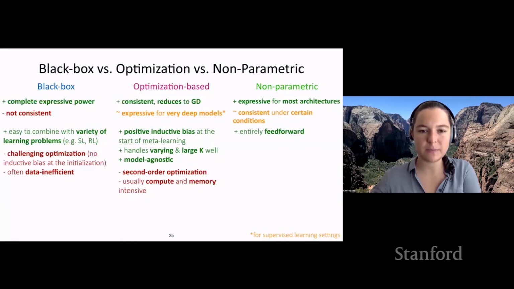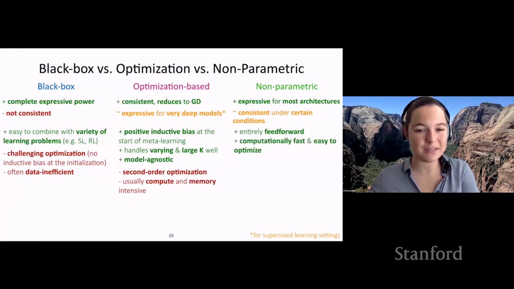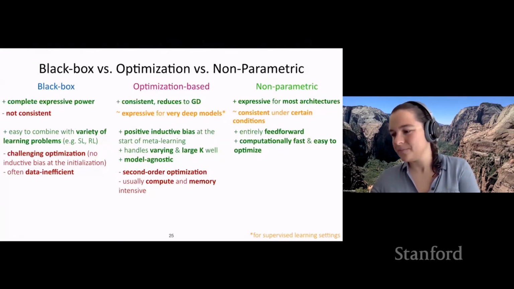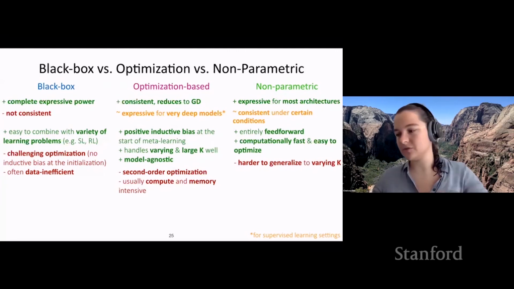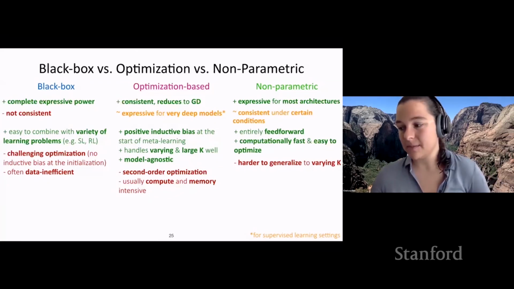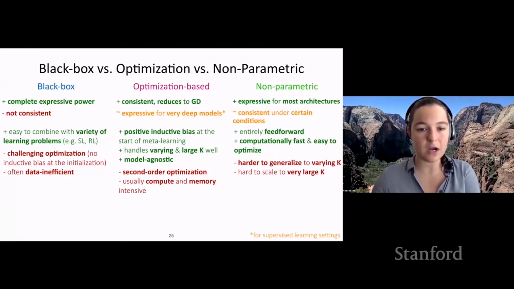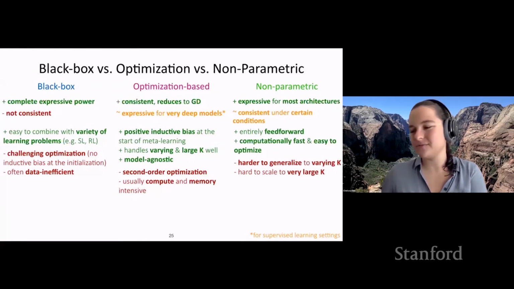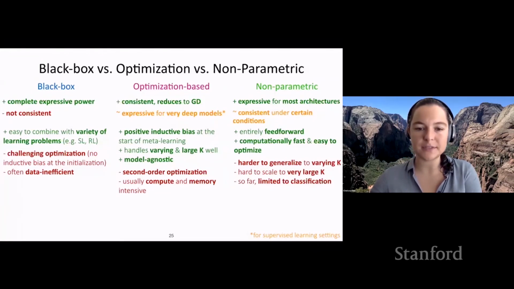And then lastly, with non-parametric methods, one really nice benefit is that they're entirely feed forward. This makes them computationally fast and easy to optimize and just easy to work with in general. The downside is that it's empirically been observed that they don't generalize to varying K well, although we did talk recently about how they can generalize to varying N well. So they can generalize to varying numbers of classes, but not necessarily varying amounts of data per class. Of course, if you have a very large amount of data in the inner loop, they're going to be hard to scale because of large computation costs for nearest neighbor lookups. And so far, these methods have been limited to classification for the most part.